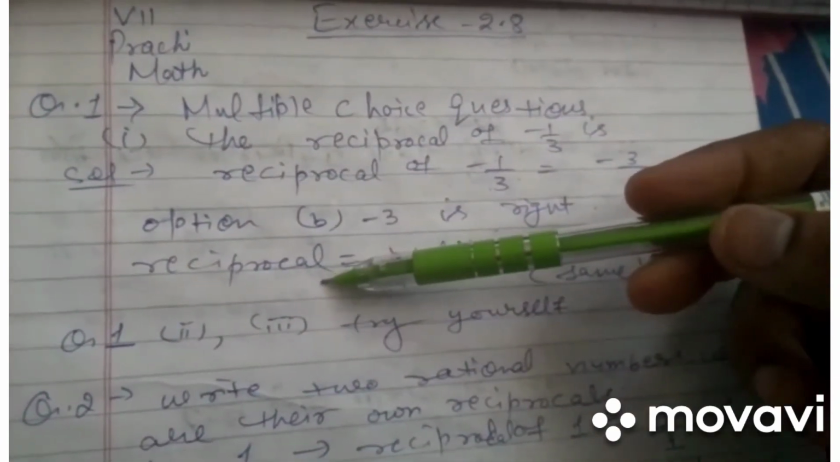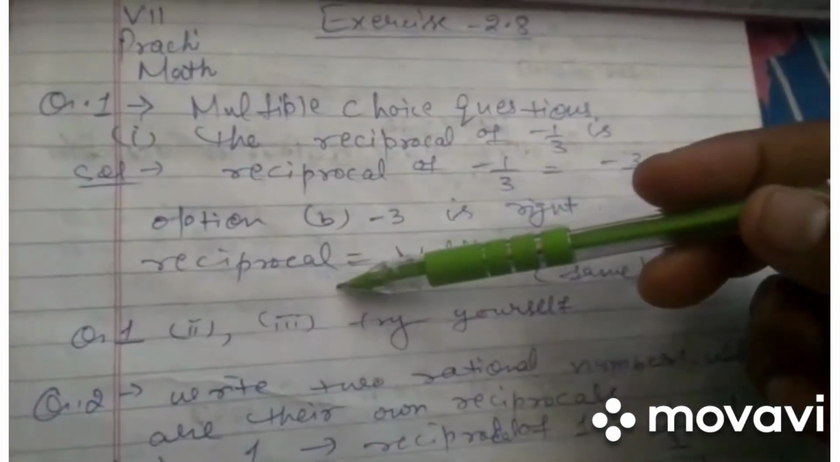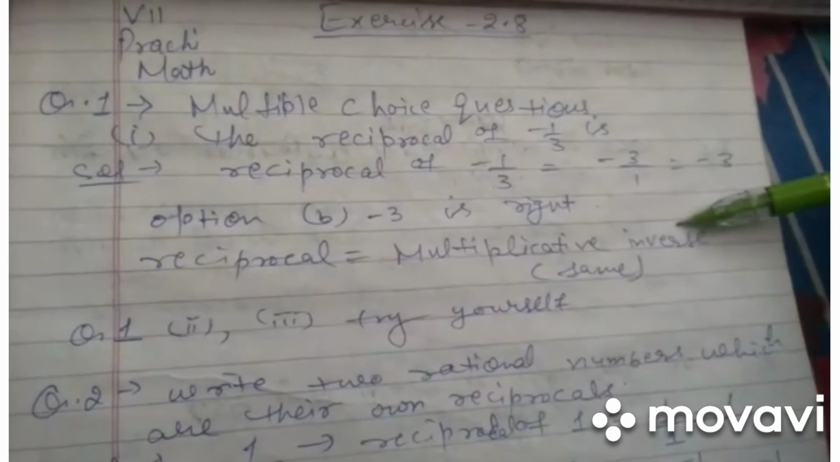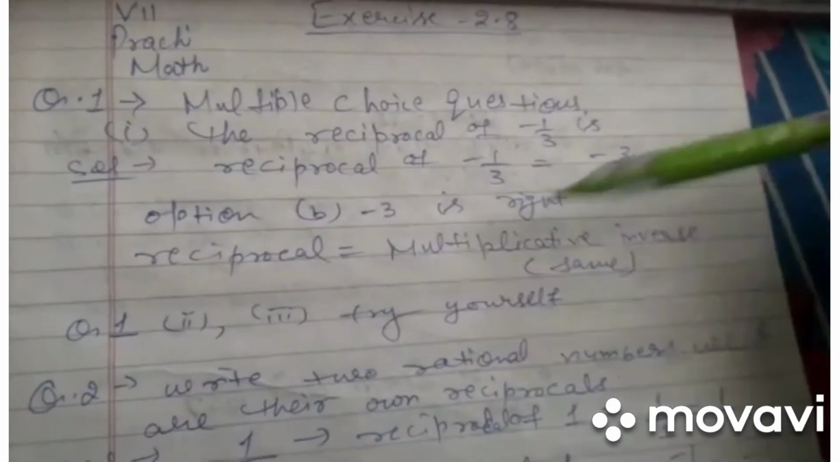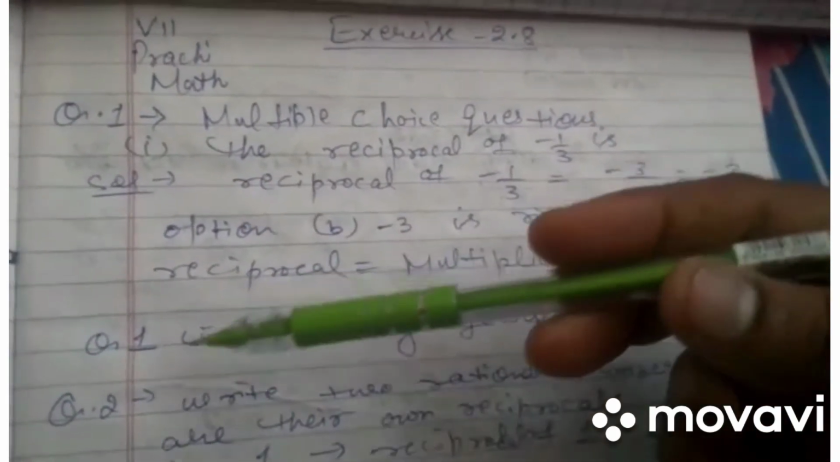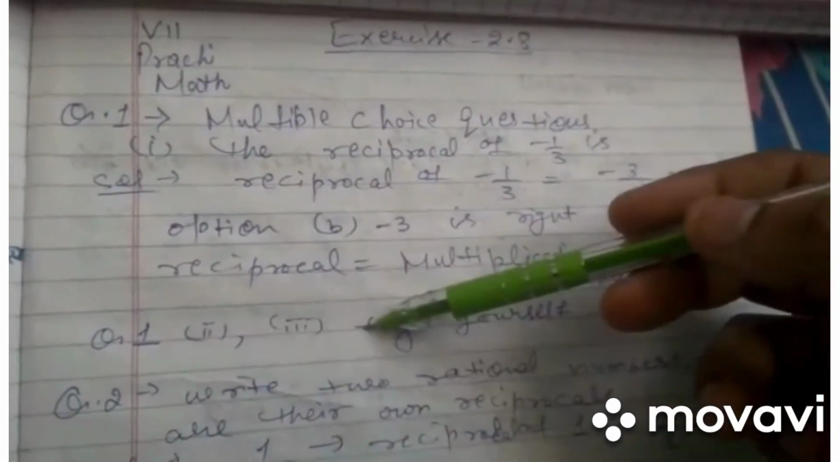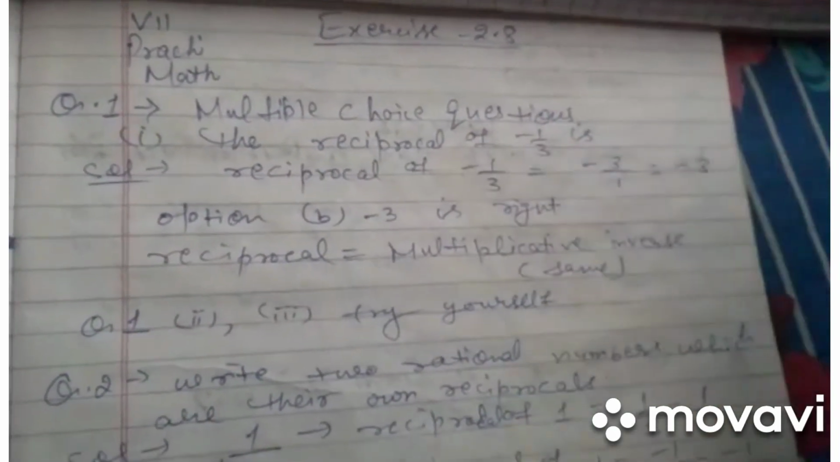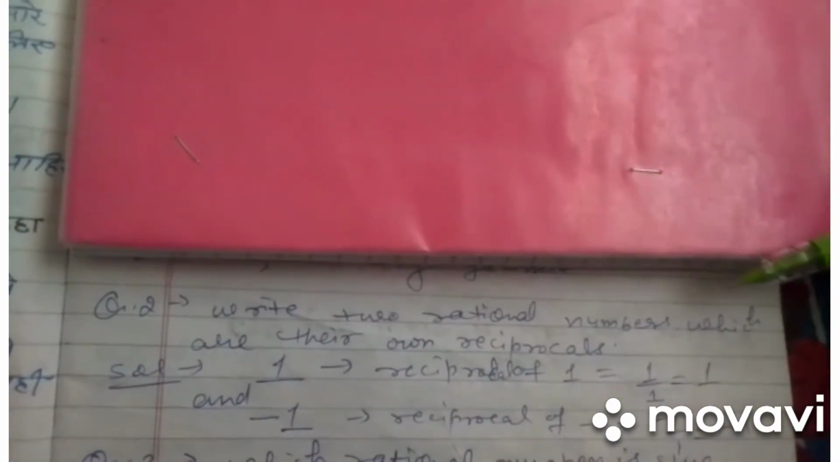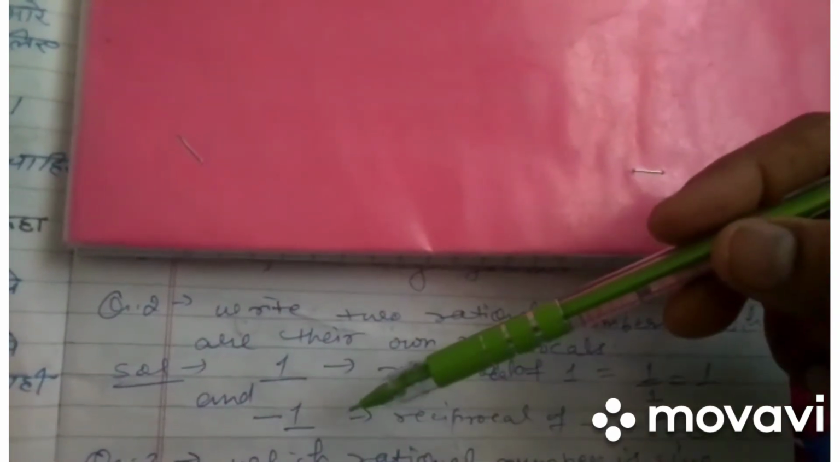One more point you remember, reciprocal and multiplicative inverse. If a question is given, find the reciprocal of the number or find the multiplicative inverse of the number, they are the same. If the multiplicative inverse is given, then also we need to find the reciprocal. So question number first, second, third, try yourself. These parts you can try yourself with the same procedure as we have done in the first part. Question second, write two rational numbers which are their own reciprocals: 1 and minus 1. If we find their reciprocals, they will be 1 and minus 1.